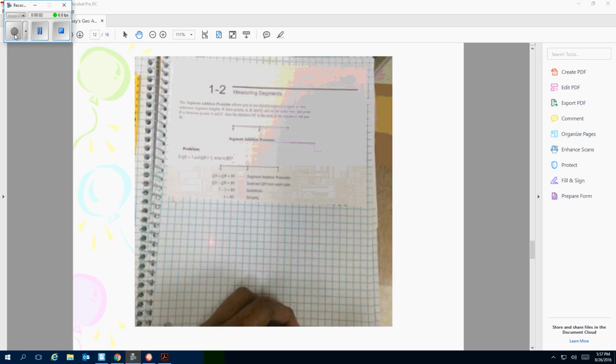Okay, we finally got this sound working right. We have been putting our interactive notebook, our spiral notebook, together. We should be on this page. It's the 1-2 measuring segments. This is how it looks.